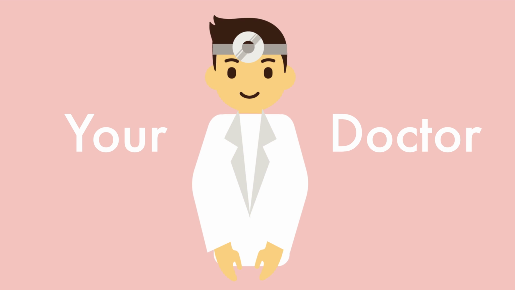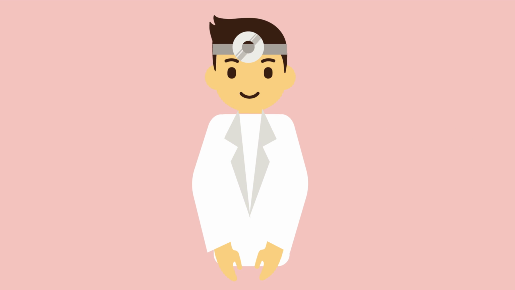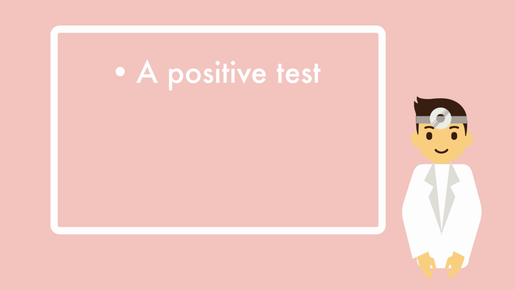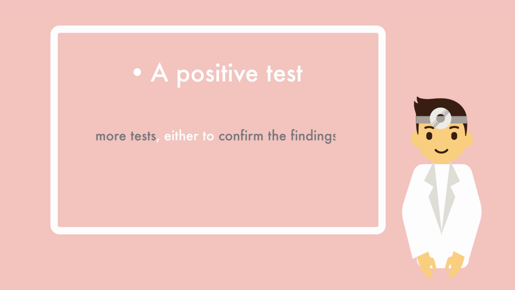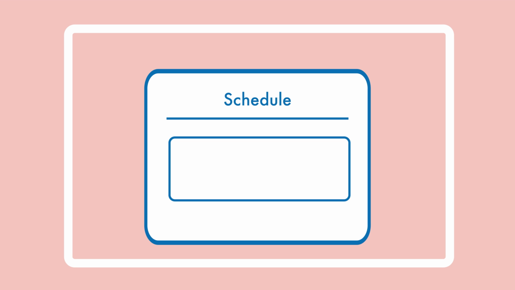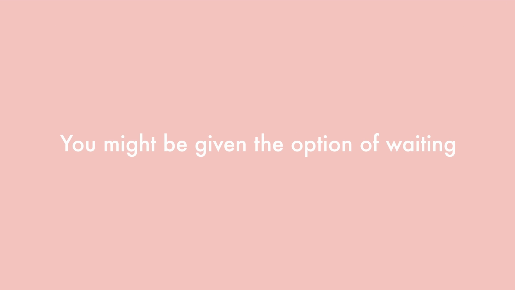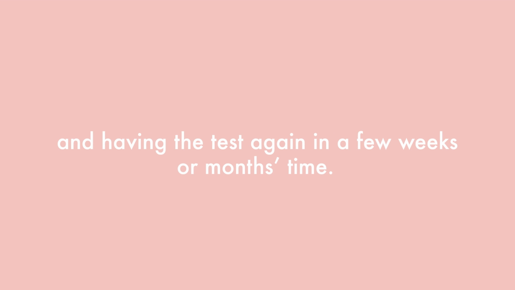Your doctor will talk about the results and your options with you. For example, a positive test can mean having more tests, either to confirm the findings of the first test or to get a clearer picture of what is happening in your body. These might be a repeat of the first test or arranging additional tests to confirm the results of the blood test. Or you might be given the option of waiting and having the test again in a few weeks or months' time. Test results can be false.